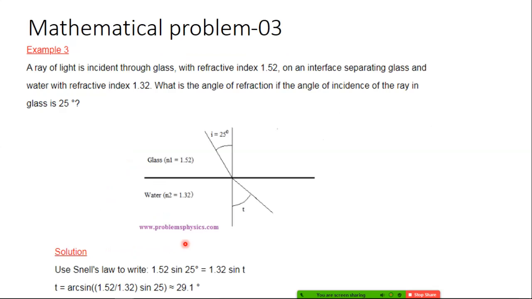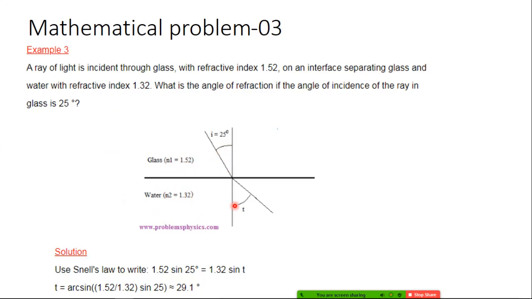And the next question is: a ray of light is incident through glass, with refractive index 1.52, on an interface separating glass and water with refractive index 1.32. What is the angle of refraction if the angle of incidence of the ray in glass is 25 degrees? With the help of a diagram we can draw it: the glass has 1.52 and the water medium has refractive index 1.32, and the incident angle is 25 degrees.